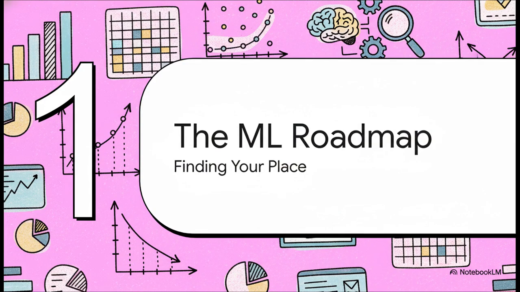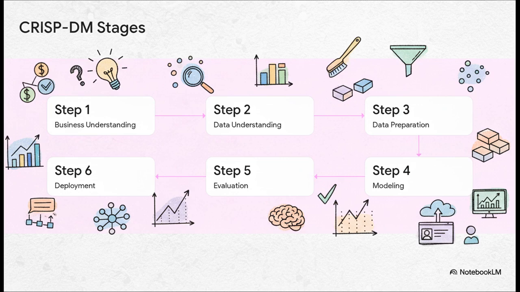So, where does visualization fit into the bigger picture? Machine learning isn't just about throwing a bunch of fancy algorithms at a problem. There's a whole structured journey to it. A really common roadmap is something called CRISP-DM, which is short for the Cross-Industry Standard Process for Data Mining. Now, what I think is so interesting here is that step 2, right after you figure out the business problem, is data understanding. That's what we're focused on today.